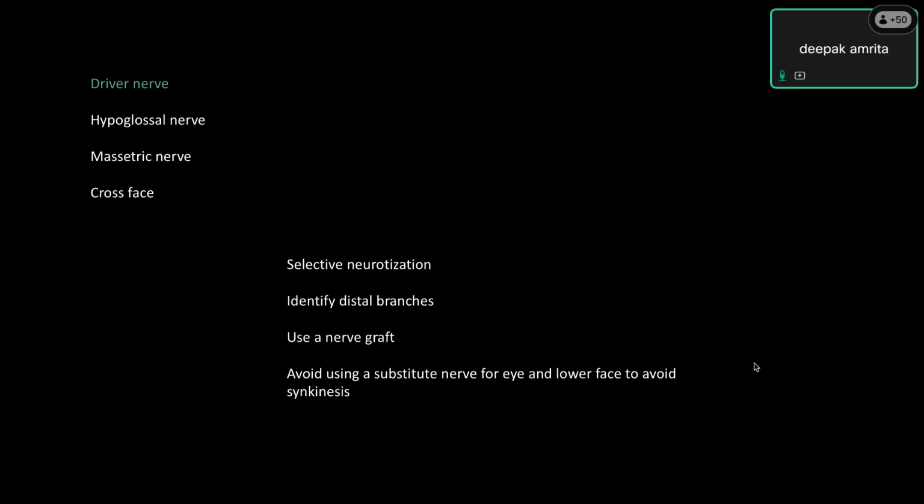That gives the best mimetic action, but it takes some time for it to grow and come back to this side of the nerve, this side of the face. And you'll need a long nerve graft like the sural nerve to help you with this cross face anastomosis. There are people who have used the spinal accessory nerve also, but the functional results are bad.